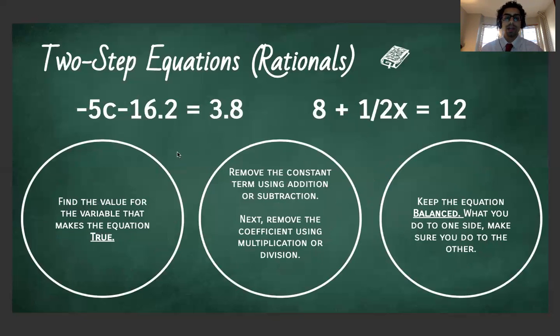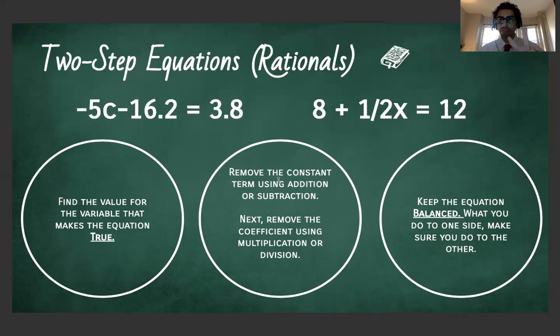Another quick refresher, we're going to follow the same exact setup that we went over earlier this week on how to solve these types of equations. So first and foremost, you're going to find the value for the variable that makes the equation true. In other words, what can I plug in for c that will make this side of the equation equal to this side of the equation? Or what can I plug in for x over here that would make this equal to 12? So they both would be 12 on both sides.